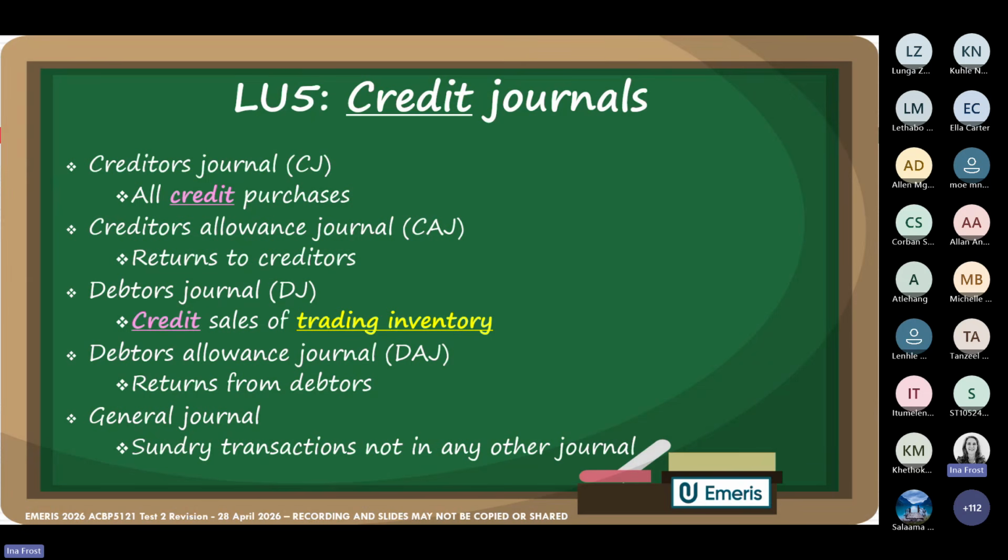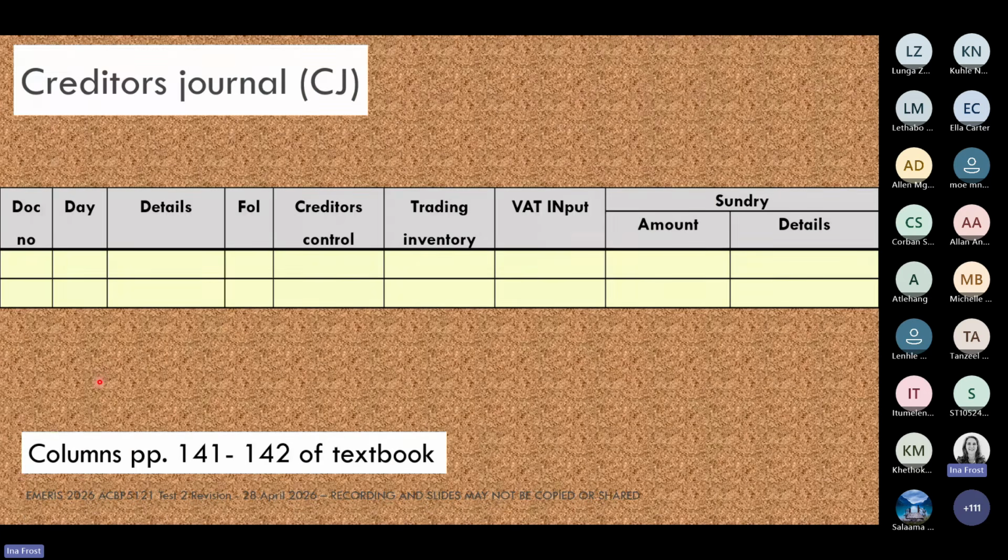So now we're going to look at our credit journals. Again, it is important for you to know what goes into each journal, because as we said a little bit earlier, we are going to give you the transactions in kind of date order, and then you have to be able to sift through them and allocate them to each journal. So let's begin now with our creditors journal. Our creditors journal is where we're going to record all credit purchases. Anything that the business buys on credit goes into this journal.